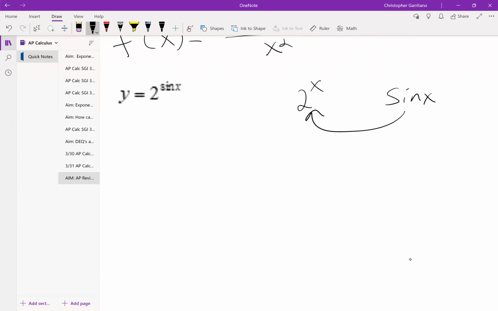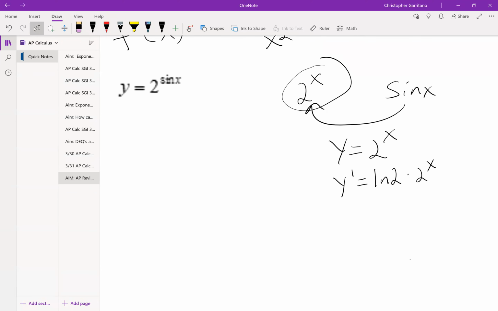Now, the big one that people forgot was, how do we differentiate something like y equals 2 to the x? Well, just some side work. If you just had y equals 2 to the x alone, its derivative, remember, is ln of 2 times 2 to the x.